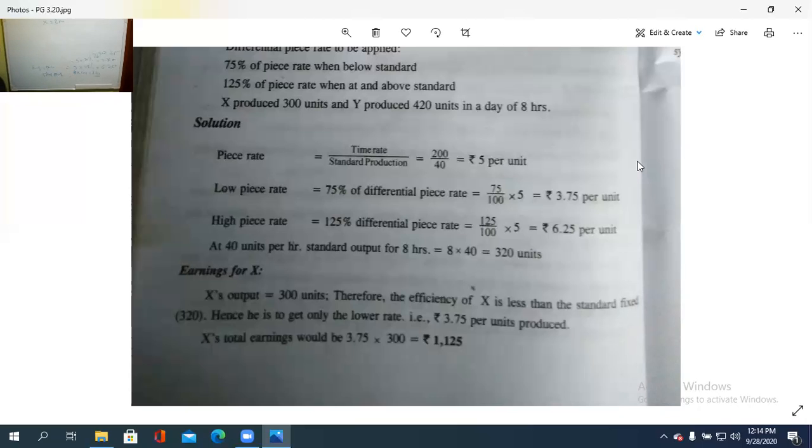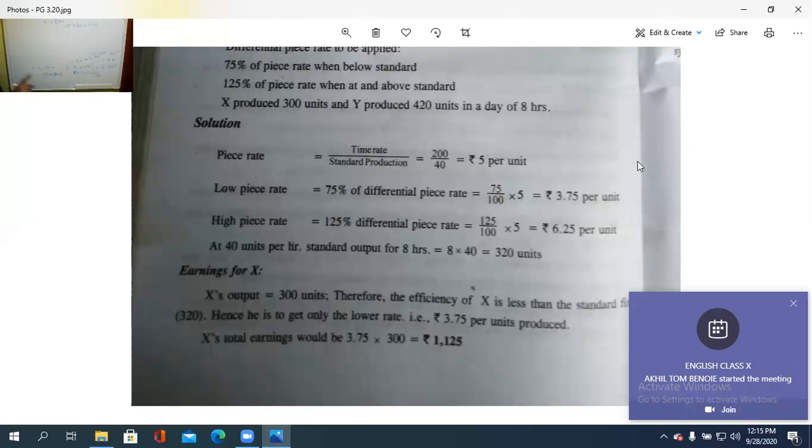അപ്പൊ എന്ത് ചെയ്യണം? അങ്ങനെ വരുമ്പോ ഇവിടെ നമ്മൾ കണ്ടുപിടിച്ച എന്താ? 3.75, 5 per unit ആണ് സ്റ്റാൻഡേർഡ്. 5 per unit is what? സ്റ്റാൻഡേർഡ് പീസ് റേറ്റ്. സ്റ്റാൻഡേർഡിനും താഴെയാണ് എത്ര? ലോ പീസ് റേറ്റ് കൊടുക്കണം. അപ്പൊ 3.75 into 300, that is 1125 is what? That 1125 is the X earnings. X earnings. അതാണ് ഇവിടെ ഓർക്കേണ്ടത്.